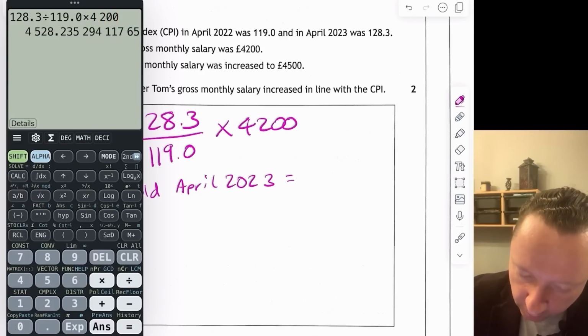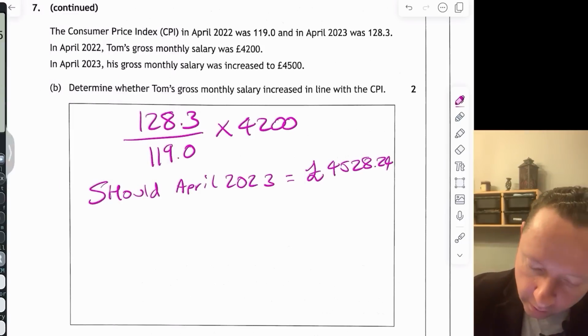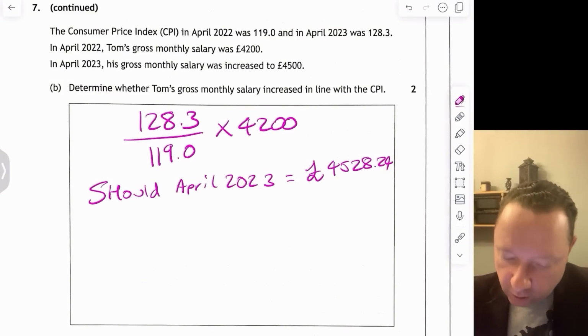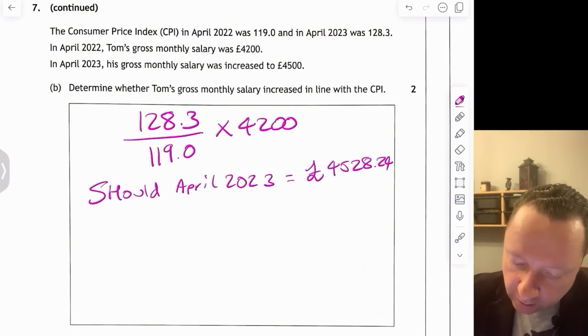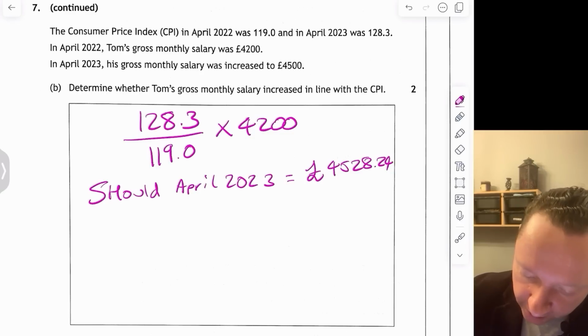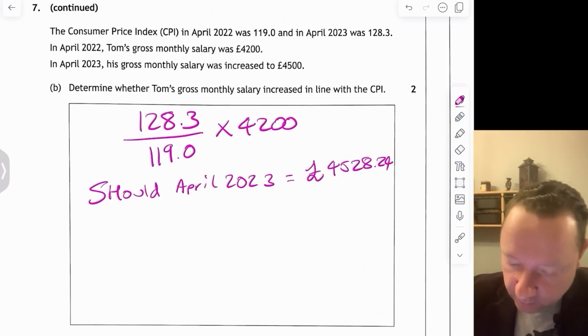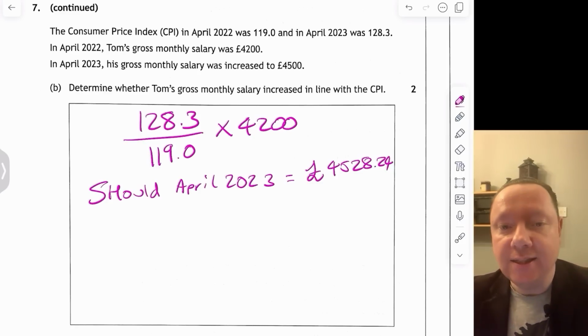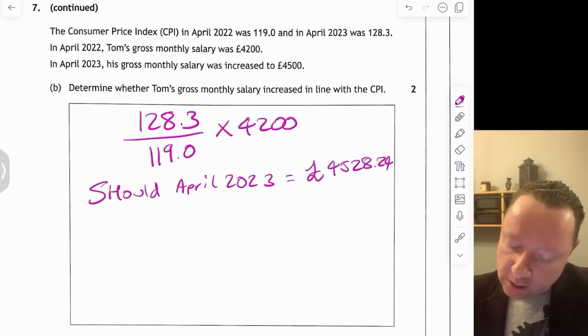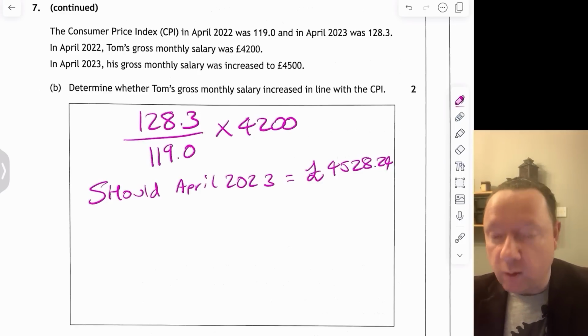And that gives you a number of 4528.24. Now, his monthly salary is 4,500. So did it rise in line with the CPI? Not really. It did mostly, but not exactly. You could say yes, it did, but it was under by about £28 per month.